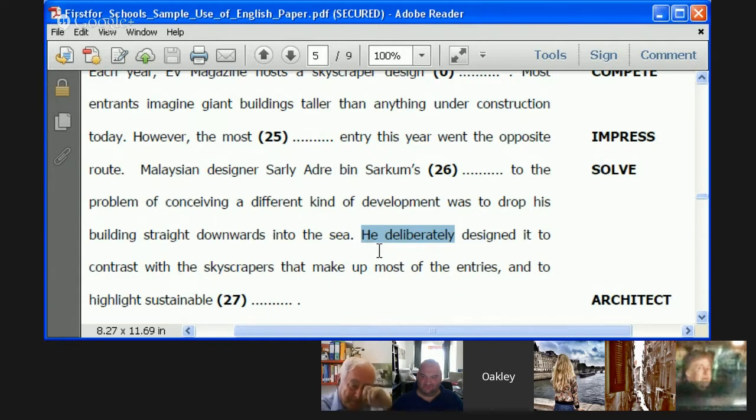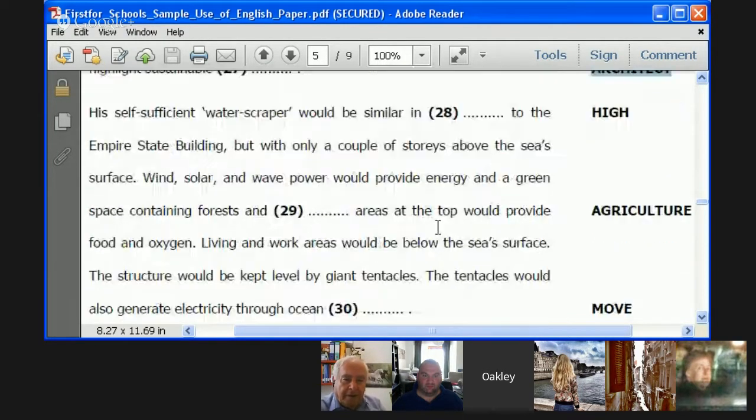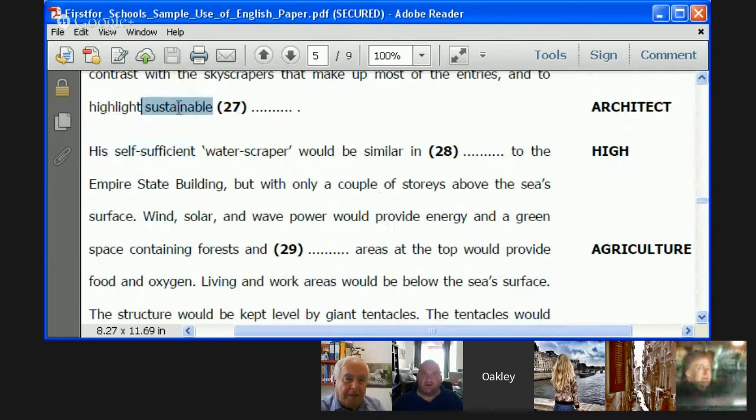All right, Vincenzo, next. Yes, he deliberately designed it to contrast with the skyscrapers that make up most of the entries and to highlight sustainable architecture. Beautiful. That's it. Okay, you guys are flying with this now. Okay, Simone. Yes. Must finish with the noun because there is an adjective. Yes. That's right. Sustainable. And then the noun, blank, with a period. That's right. Had to be. No choice. Okay, Simone. Next one.